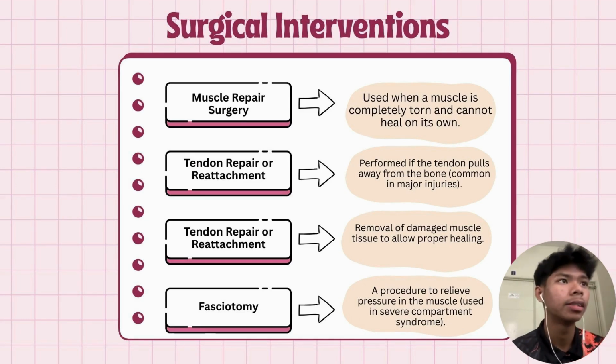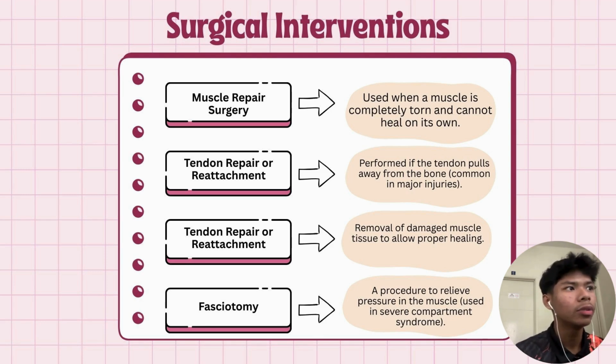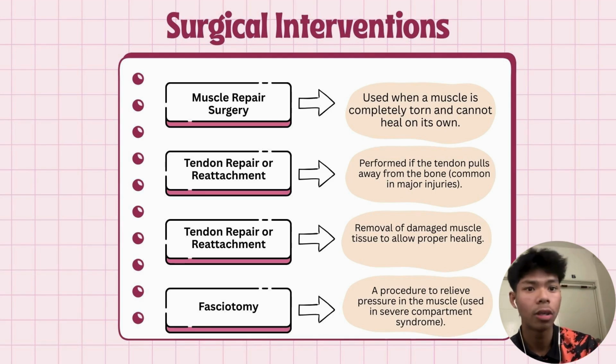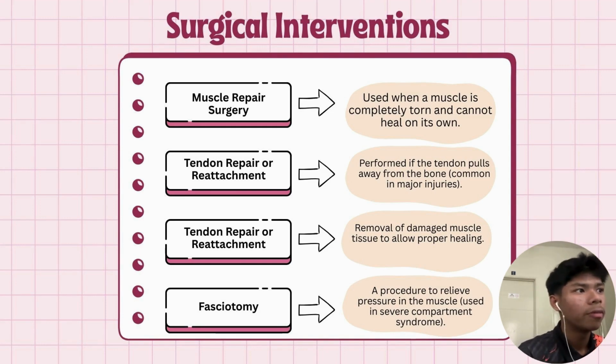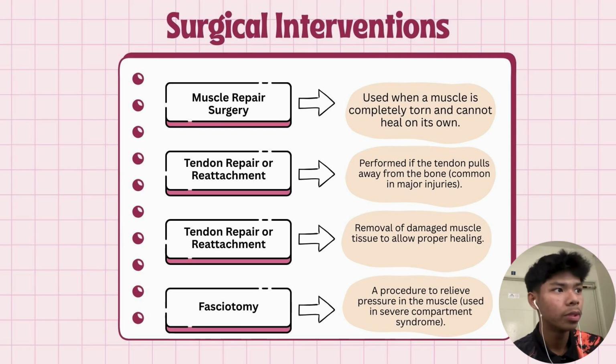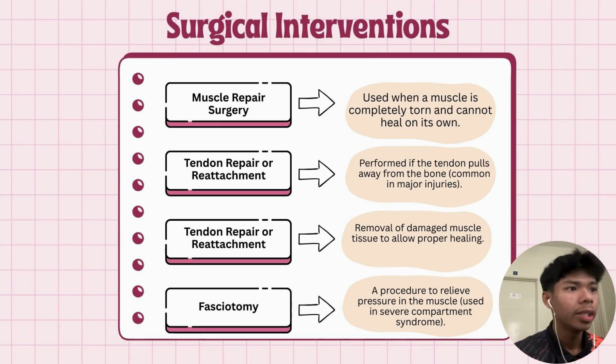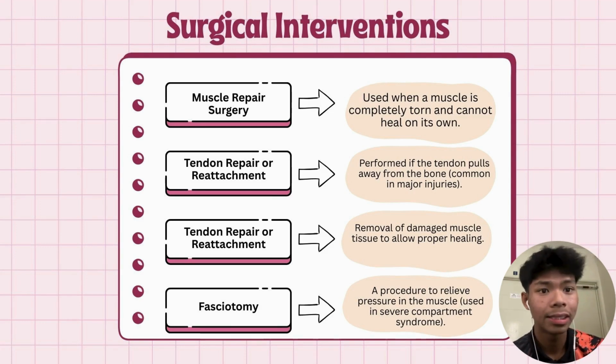Okay, so the last part is surgical intervention. So we got the 4 here. The first one is muscle repair surgery. So they use it when a muscle is completely torn and cannot heal on its own. Okay, so the next one is tendon repair or reattachment. Okay, so performed if the tendon pulls away from the bone, in major injuries. It also includes removal of damaged muscle tissue to allow proper healing. And then the last one is fasciotomy, a procedure to relieve pressure in the muscle. It's used in severe compartment syndrome.